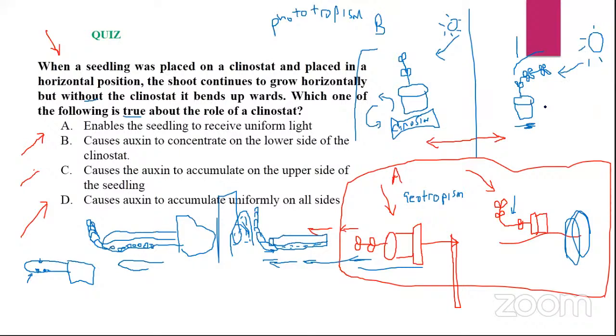Excuse me, teacher. This is Victory Keys. The clinostat makes the potted plant keep rotating. That is true, just like in the other video which I showed you.